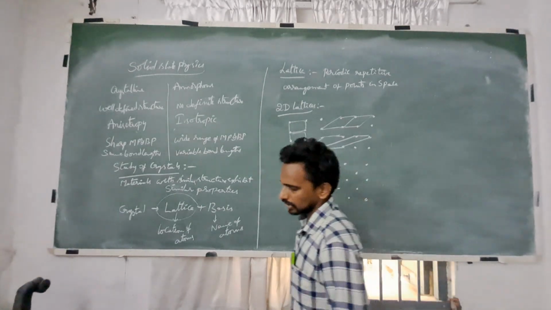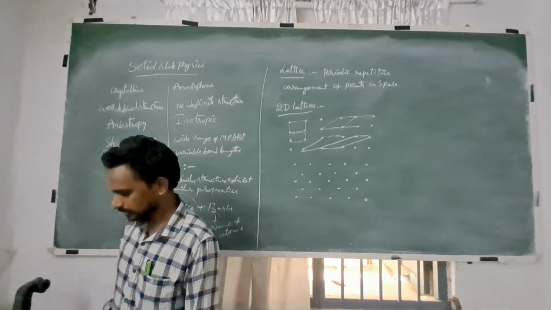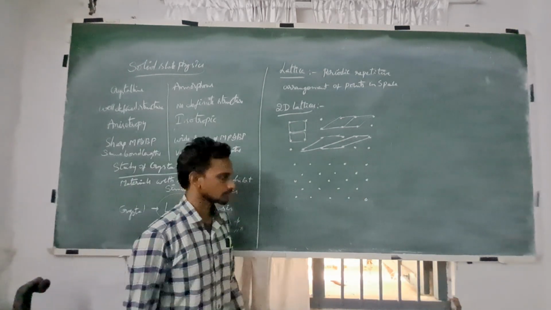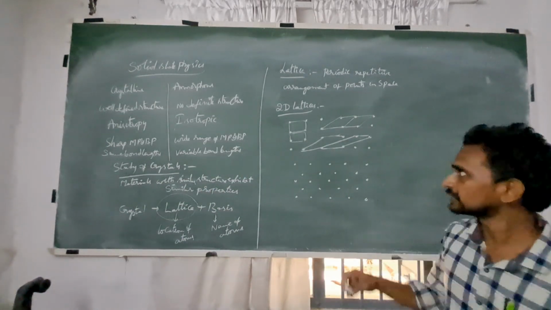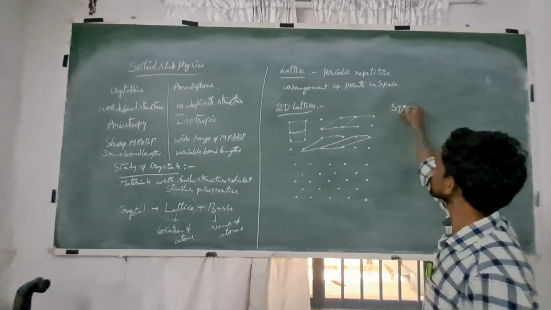Okay. So now, what are the possible different structures in two dimensions? So one is a square lattice.